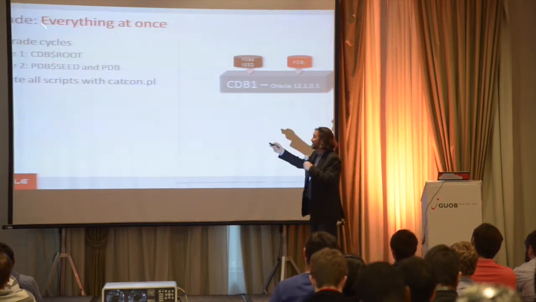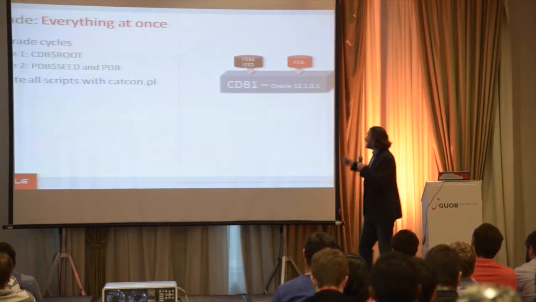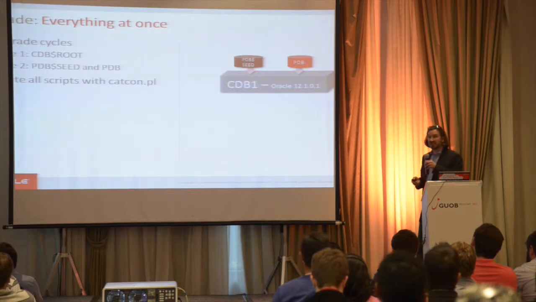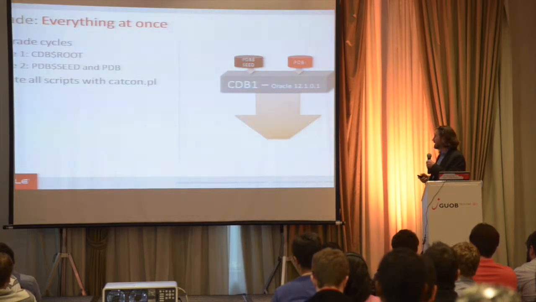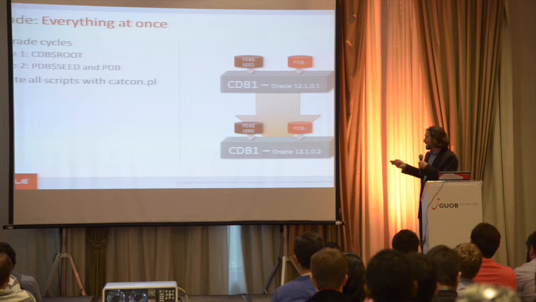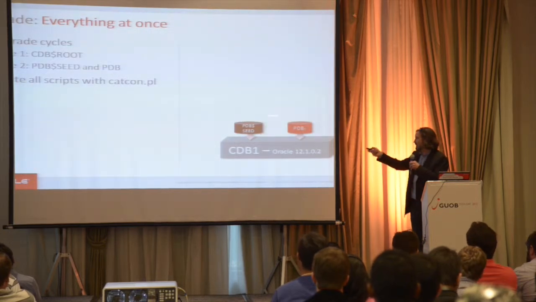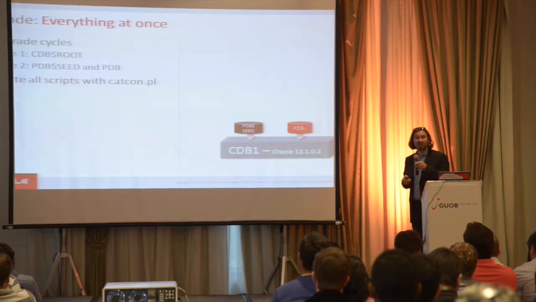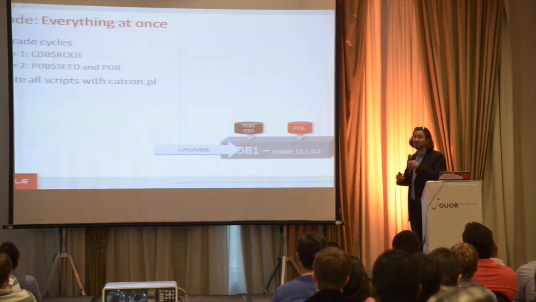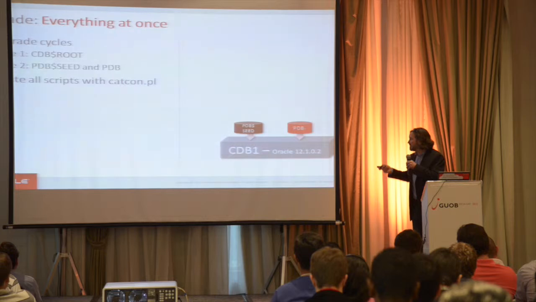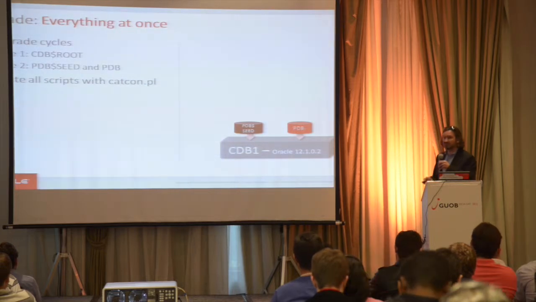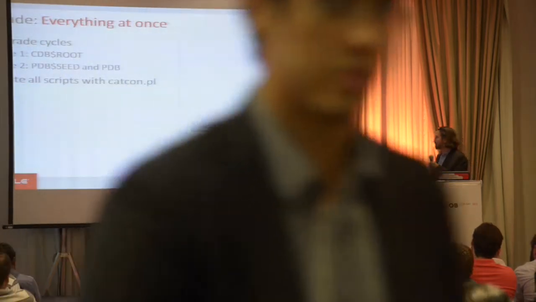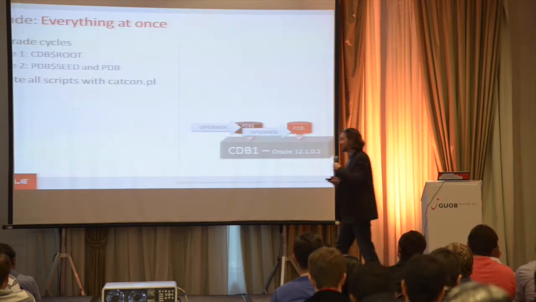Now, everything at once. I take everything at once here. So that means this is my single tenant environment. I run pre-upgrade, then I start it up in upgrade mode in the 12.1.0.2 environment, and now I kick off the upgrade with catctl.pl, the command line upgrade, or the DBUA would do the same thing, and it will always upgrade the root container first, and then the pluggable databases in groups together.